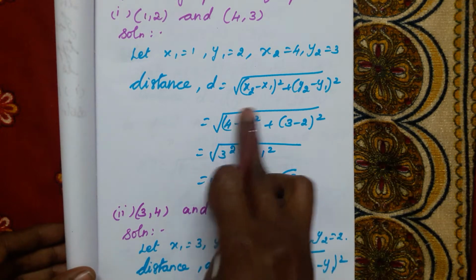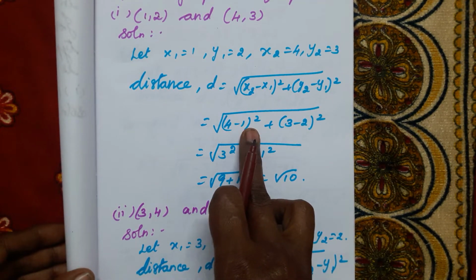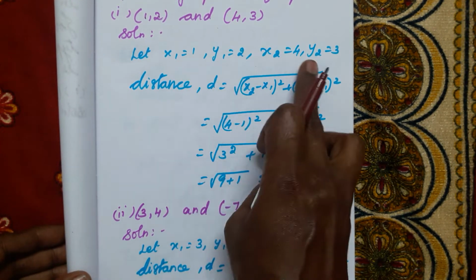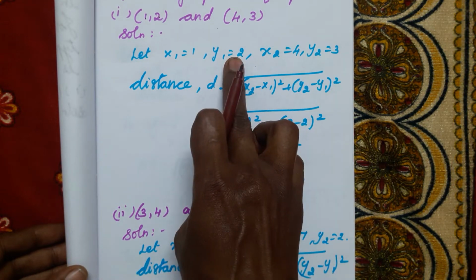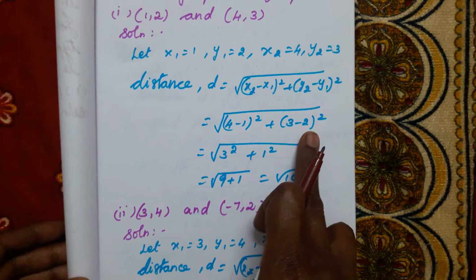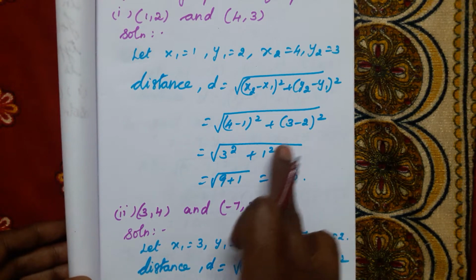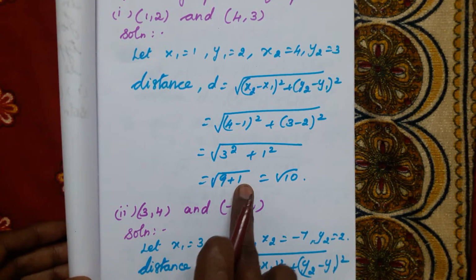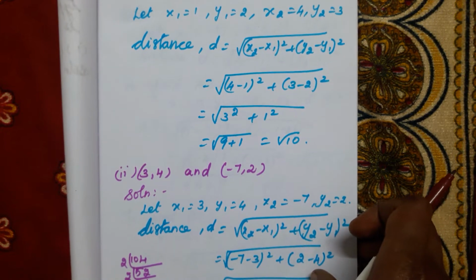square. It's equal to root of (4 minus 1) the whole square, x2 minus x1, plus y2 minus y1, meaning (3 minus 2) the whole square. It's equal to root of 3 square plus 1 square. It's equal to root of 9 plus 1, which is root 10.